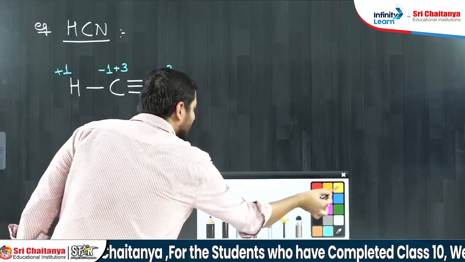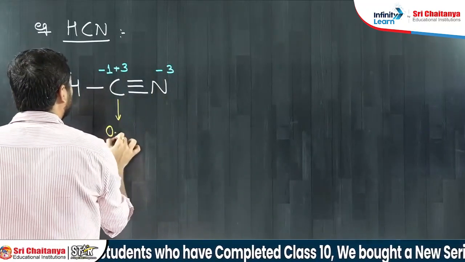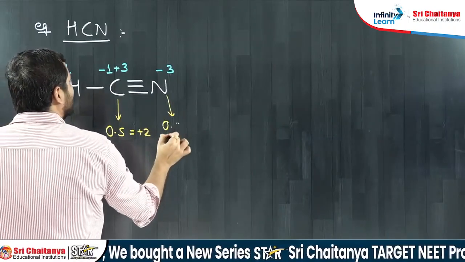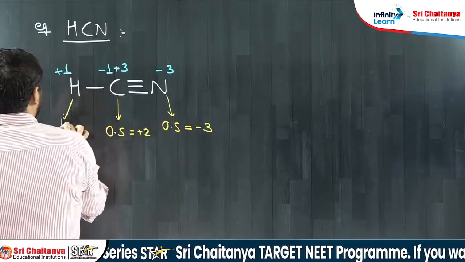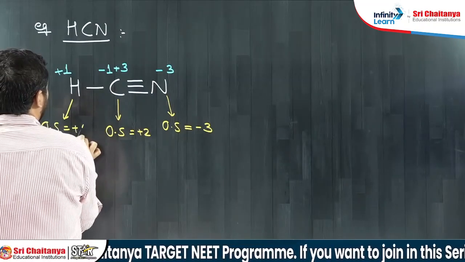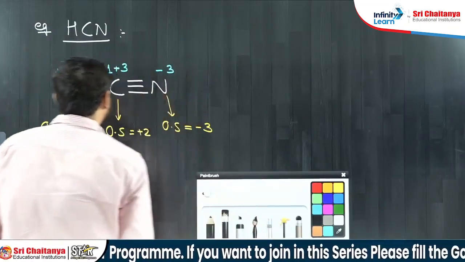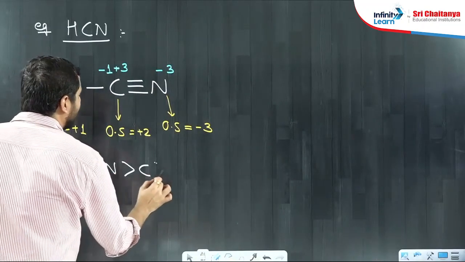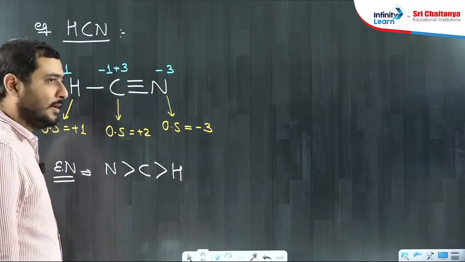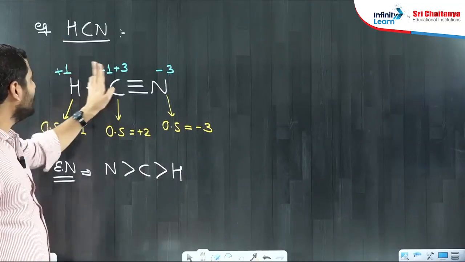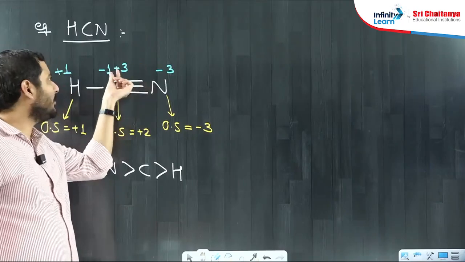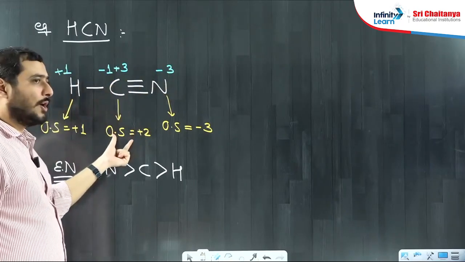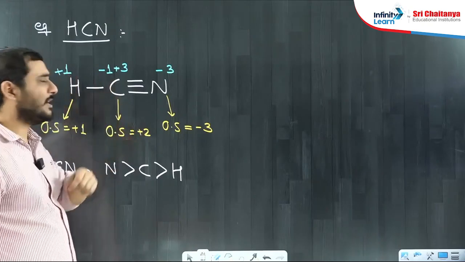So what is the total oxidation state of carbon here? +3 -1, what is left? +2. What is the oxidation state of nitrogen here? -3. What is the oxidation state of hydrogen here? +1. The reason is, if I write the electronegativity order, the most electronegative is nitrogen, then carbon, and the least is hydrogen. So first you break the single bond, +1 -1, then break the triple bond, +3 -3. So +3 -1, what is the net charge left? +2. So the oxidation state of carbon in this compound is +2.